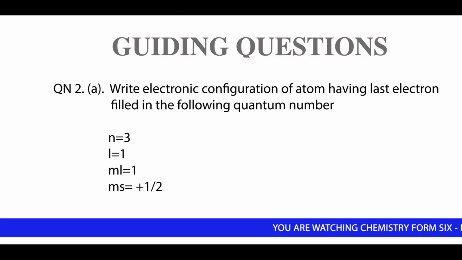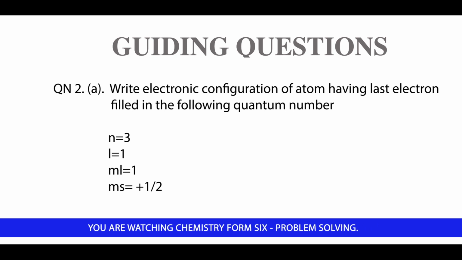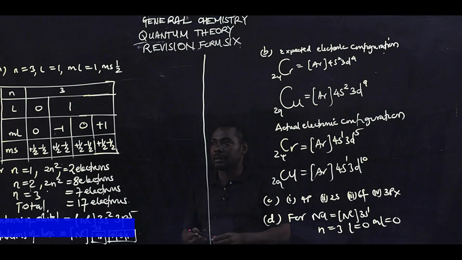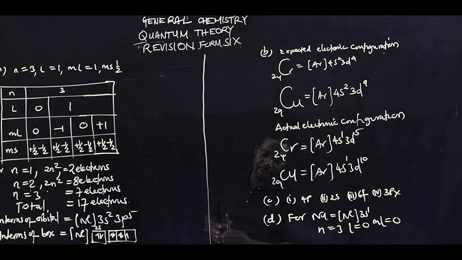Write the electron configuration of an atom having the last electron filled with the following quantum numbers. So the electron given is the last electron filled with the following quantum numbers: n is equal to 3, l is equal to 1, ml is equal to 1, and ms positive half. In order to write that electron configuration, consider the knowledge of the 4 sets of quantum numbers.